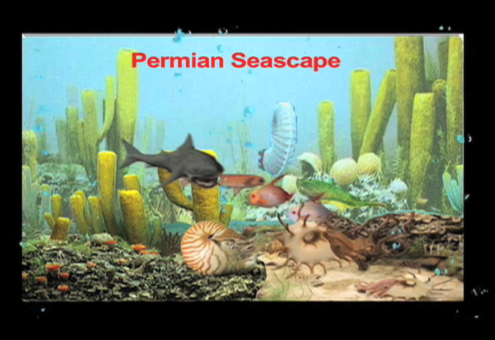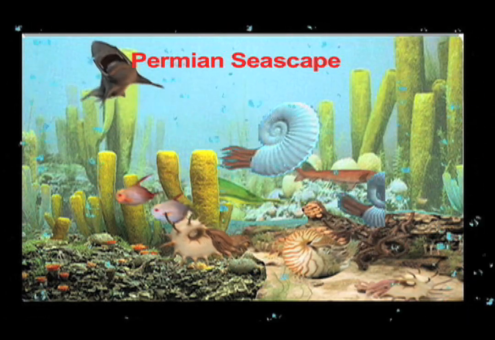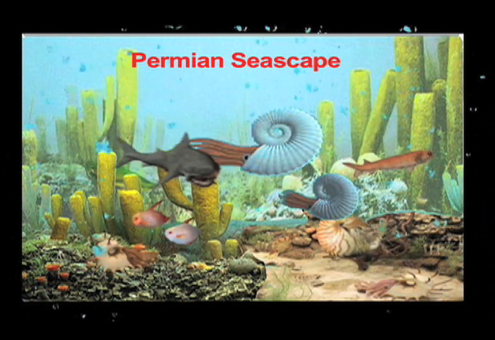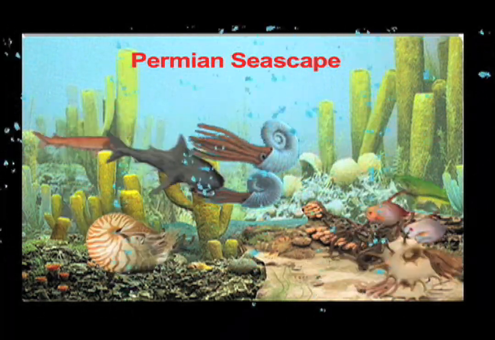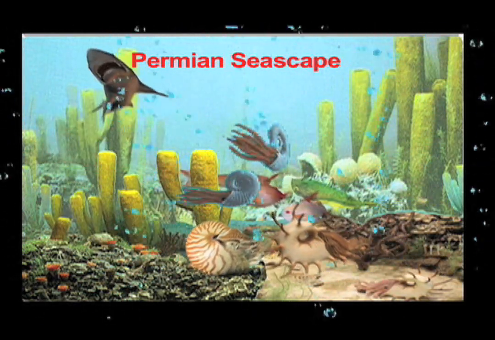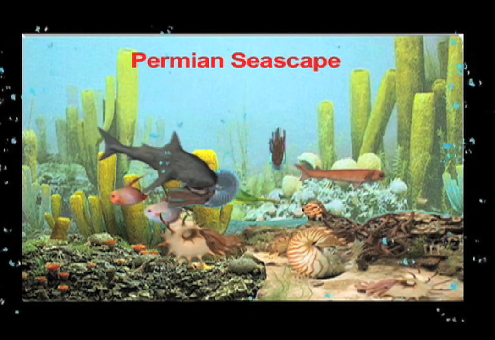Permian seascape. Cephalopods. Nautilus. Pecanthodes. Ammonites. Snails. Coiling sponges. Sharks.